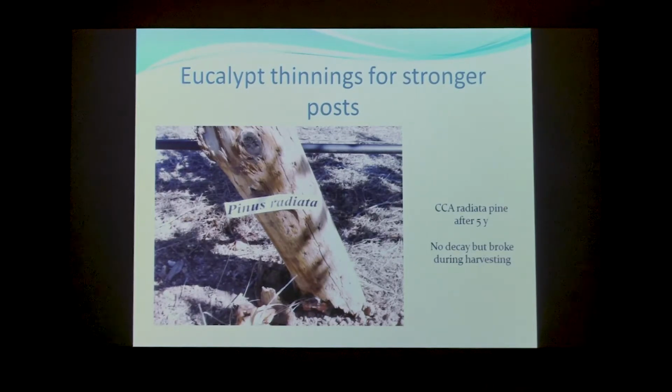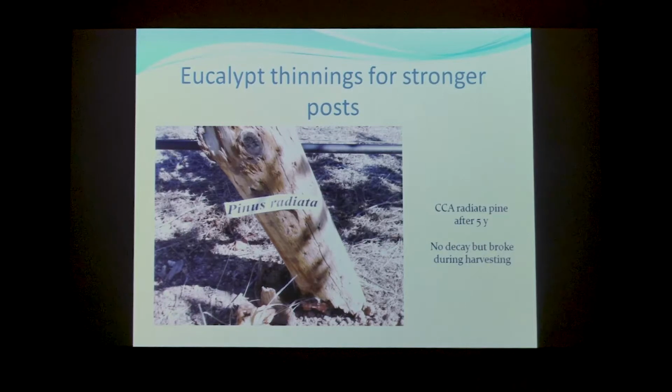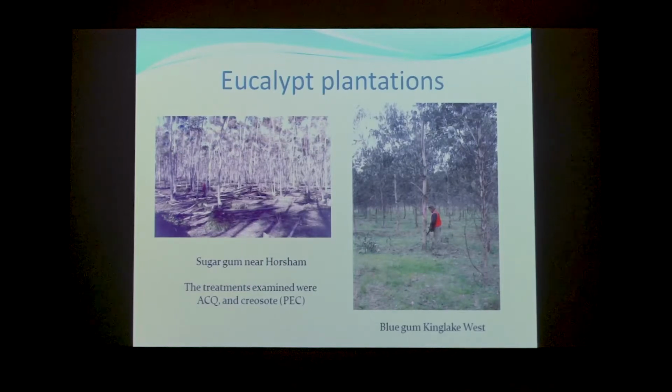Another project that we did was looking at eucalypt thinnings for vineyard posts. This shows a CCA radiata pine post that was included in that trial, and after 5 years in an actual vineyard, it broke, as did a number of other CCA posts. They broke during harvesting. So there are some examples of the plantations where the thinnings were taken for the trial, sugar gum and blue gum, those examples.